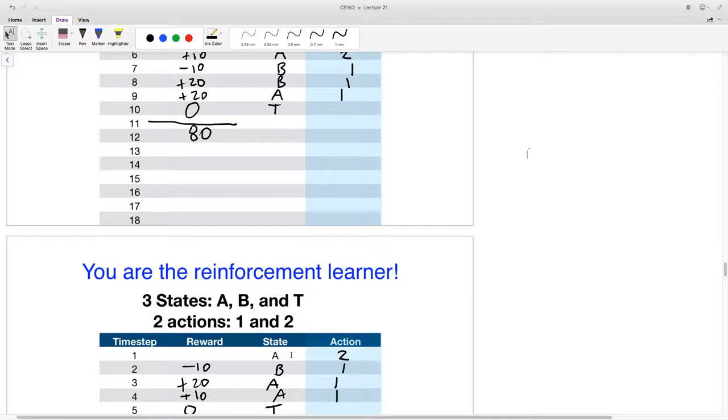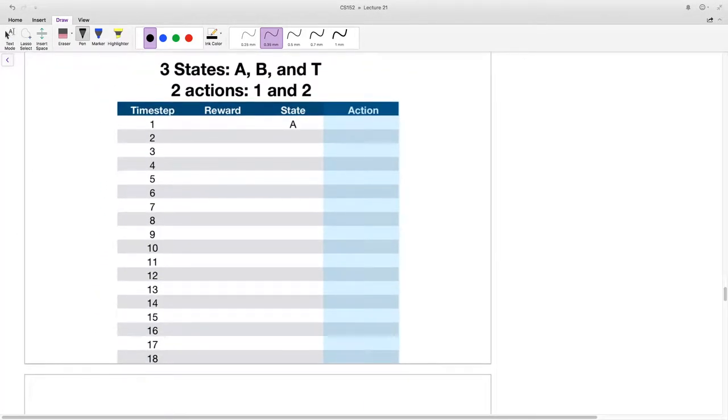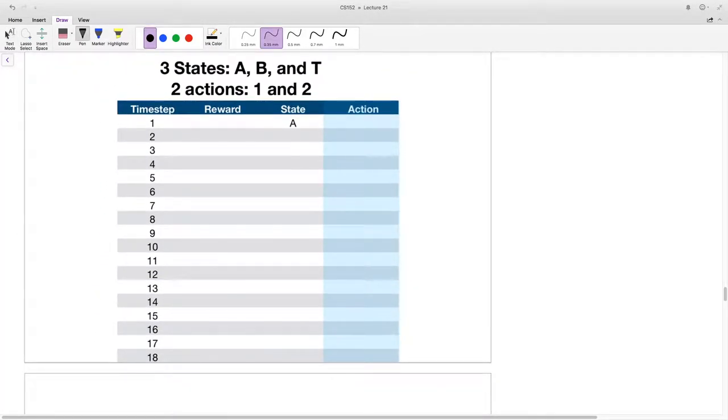All right, it so happens we have another slide. One more time. Two? Does everyone want to do two? Two. We get minus 10, and we're in state A. Surprising? Two again. We have minus 10 and we're in state B.